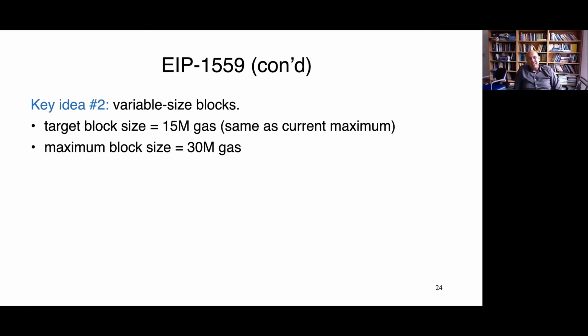Now we're going to say, you know what? Really, what matters is that we have amortized block size at most 15 million gas. So on average, over a decently long time window, we want to make sure that the average block size is at most 15 million. We don't necessarily care if the occasional block is more. The occasional block shouldn't be infinitely big, so it still keeps a maximum block size, which is double the target. So the target block size is going to be 15 million.